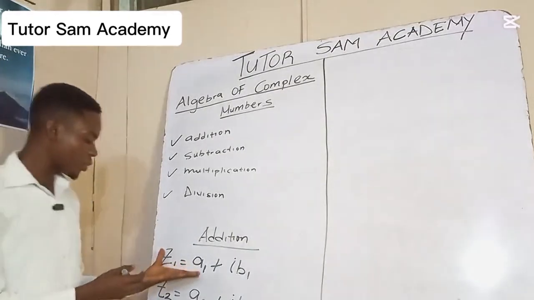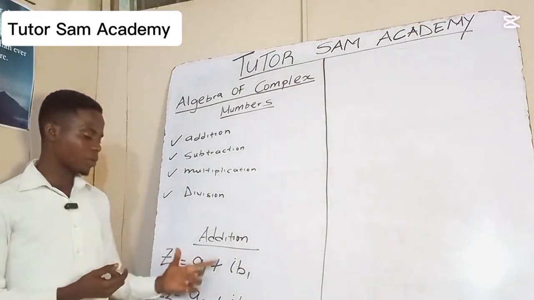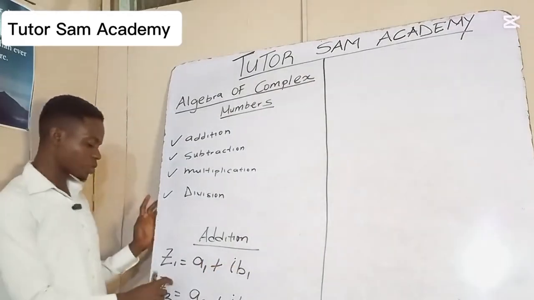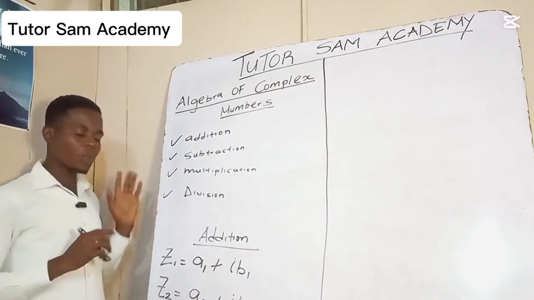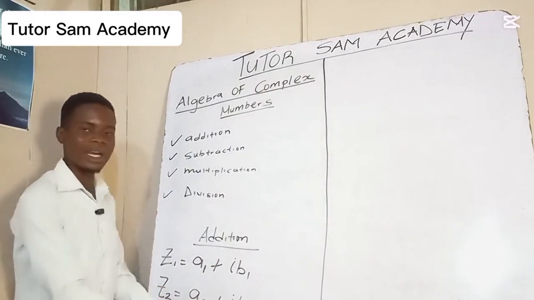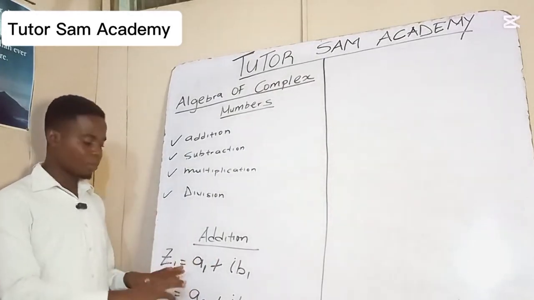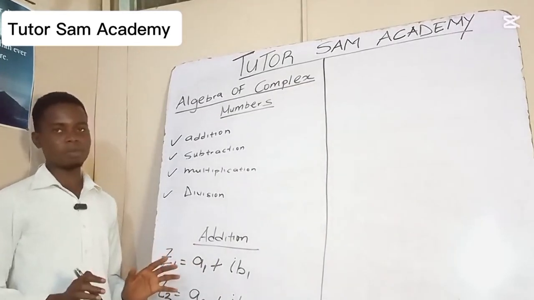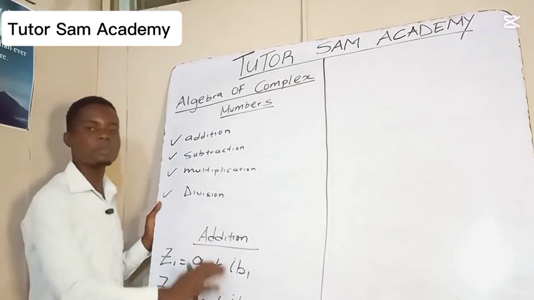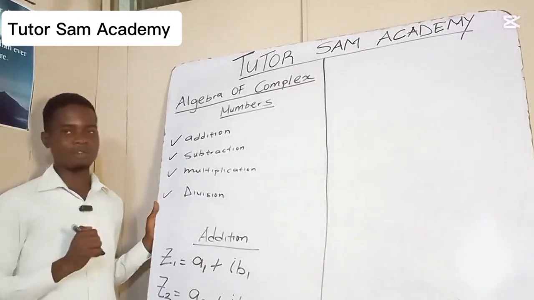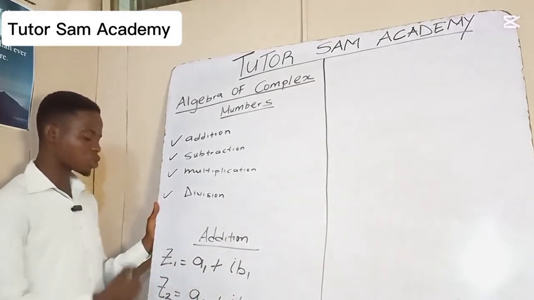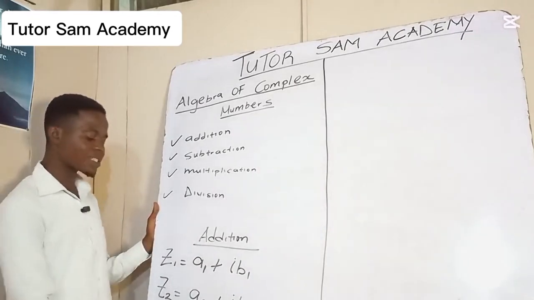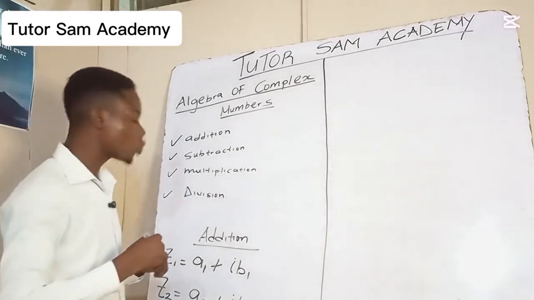You have Z1 to be A1 plus IB1. You have Z2 to be A2 plus IB2. So you are asked to find Z1 plus Z2. I'm just using this as an instance. Before I go into the question, I want us to have this basic understanding on how to add first. Are we together? Now, we have Z1 to be this, we have Z2 to be this, we want to add Z1 and Z2. Now, how do we add?